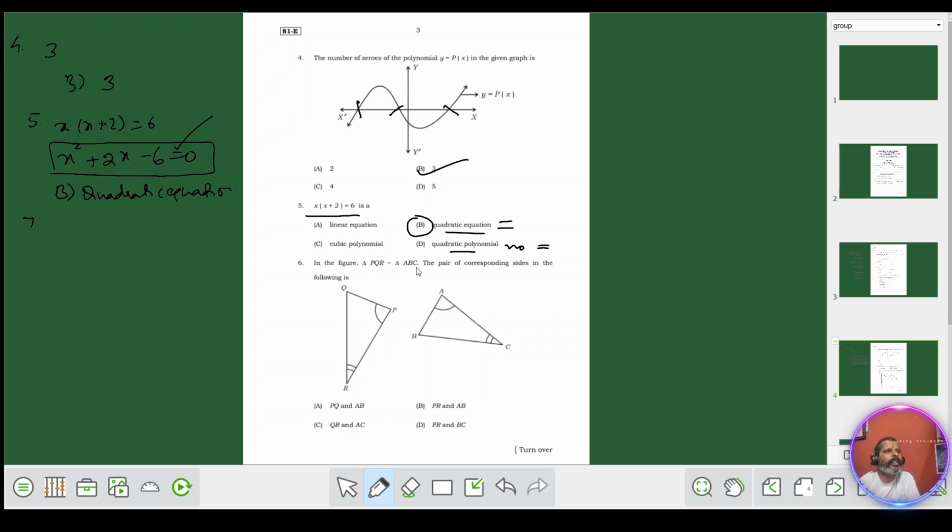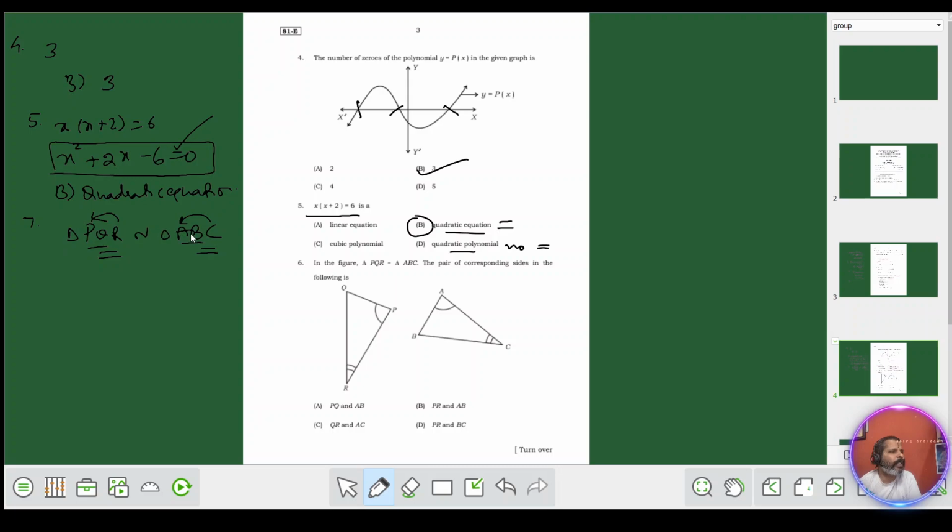Seventh one: in the figure, triangle PQR is similar to triangle ABC. Which is the pair of corresponding sides in the following? They have given four pairs of corresponding sides, and we have to pick which one is proper. Since triangle PQR is similar to ABC, you should know PQ corresponds to AB, QR to BC, and CA to RP. If any of these is available here, you can choose that as the right answer.